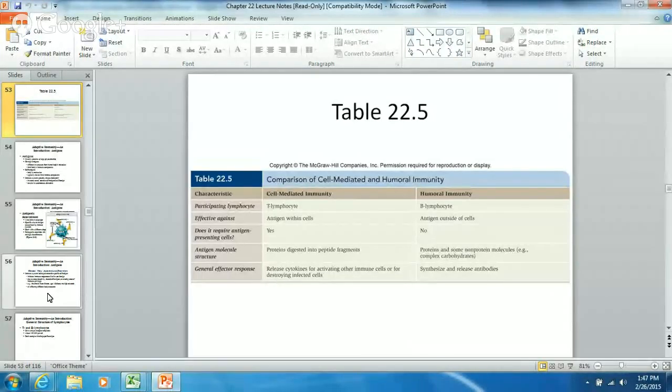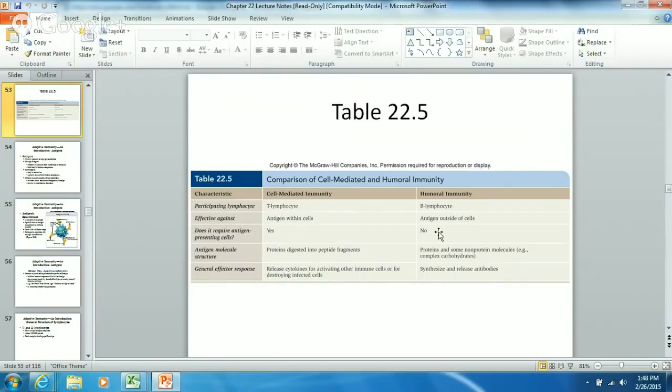Now, the next phase in that table is, does it require antigen presenting cells? Cell mediated immunity? Yes. A cytotoxic T cell cannot tell if that cell is infected or not unless that cell is displaying an antigen presenting protein. Whereas humoral immunity, no, it can make its antibodies directly in relationship to the antigens that are floating around in the body fluids outside of a cell, or for that particular pathogen itself.